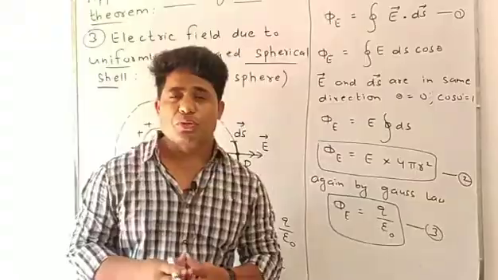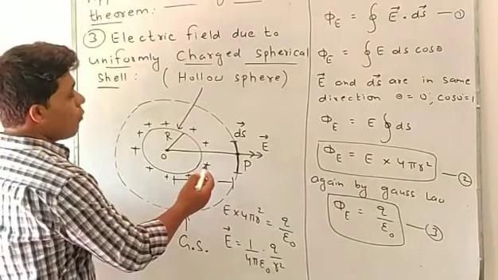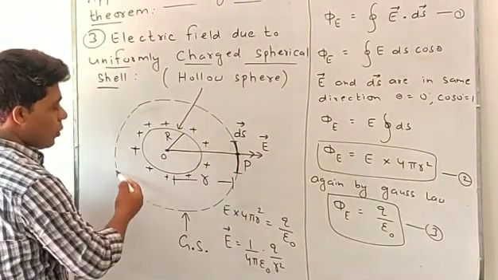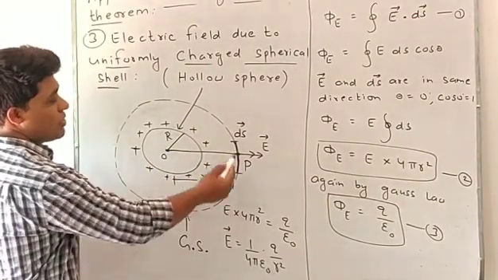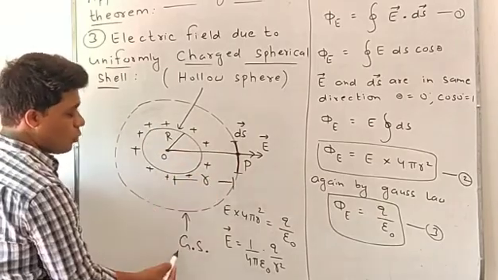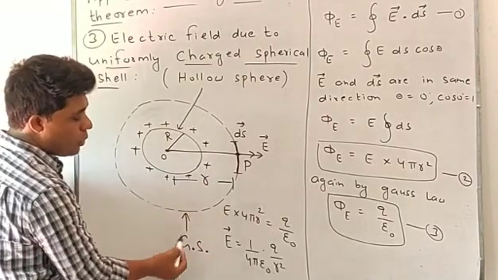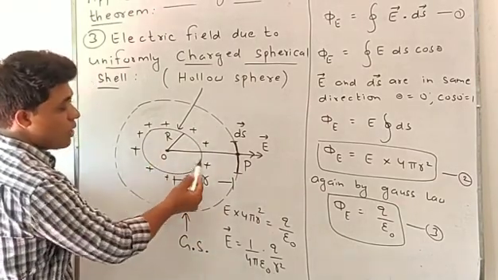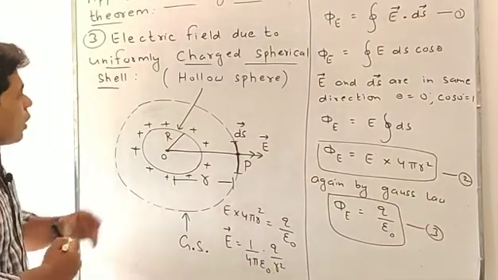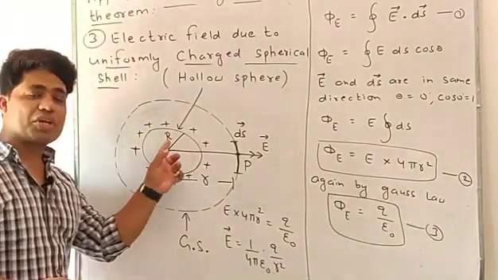Gauss theorem is always applicable when charge comes in a closed surface. So we have to assume a spherical closed surface around this hollow sphere, and this closed surface is said to be the Gaussian surface. So the outer one is the Gaussian surface and this is the spherical shell.